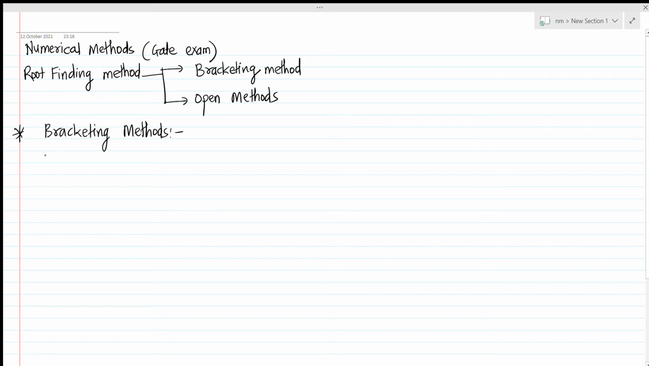in which the first is the bisection method. It is very simple and easy to implement. It is also called interval chopping.